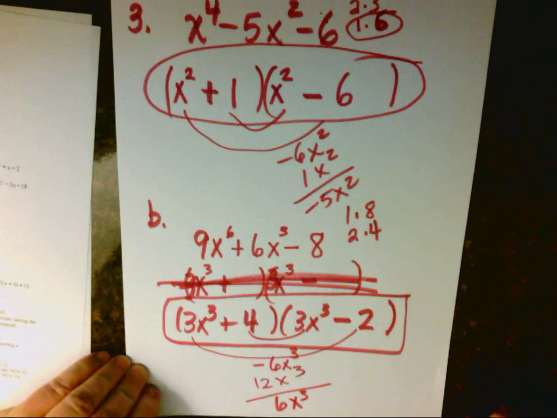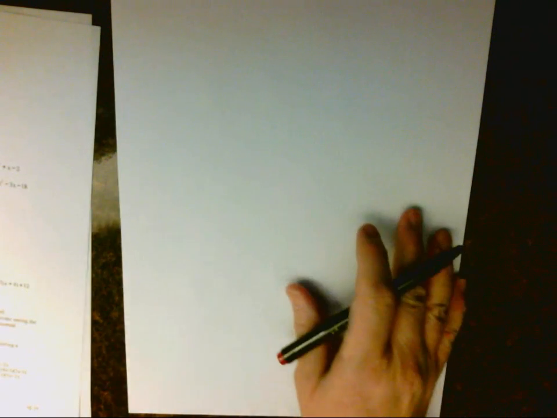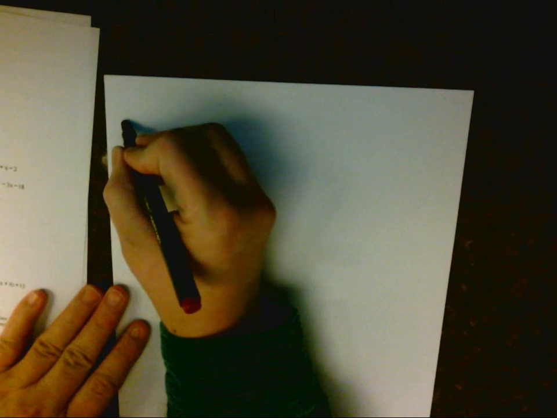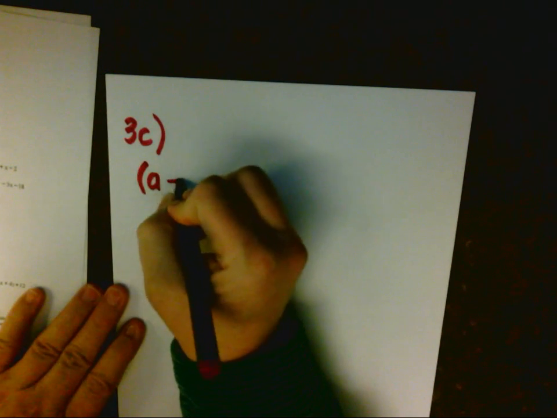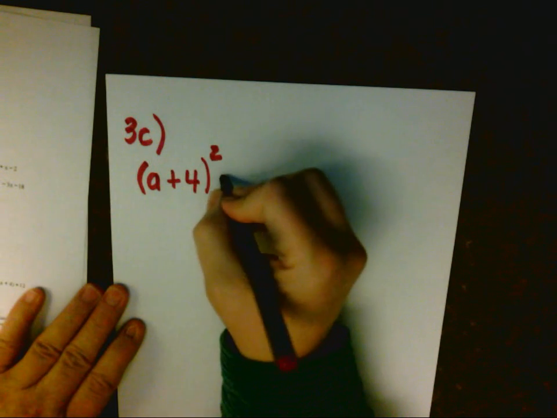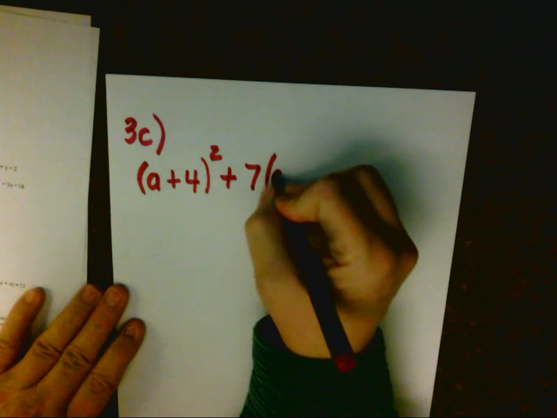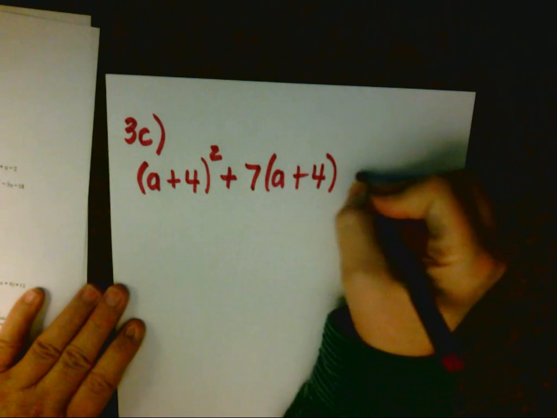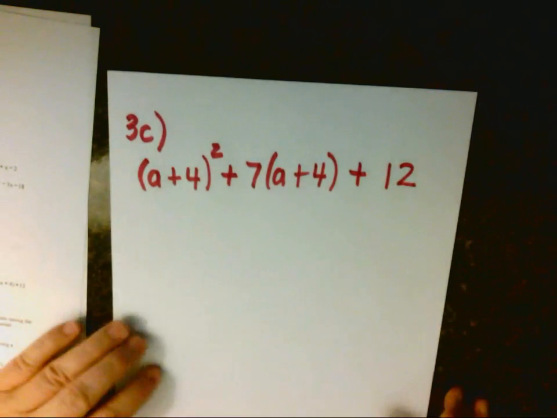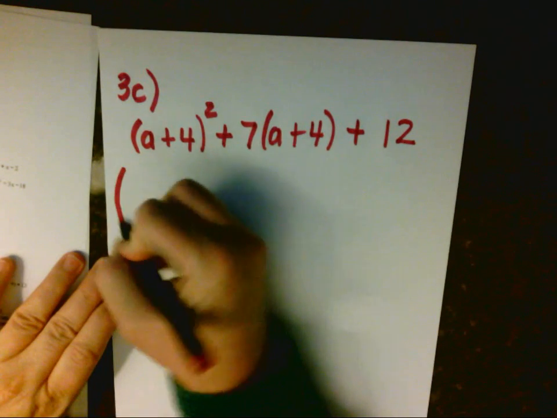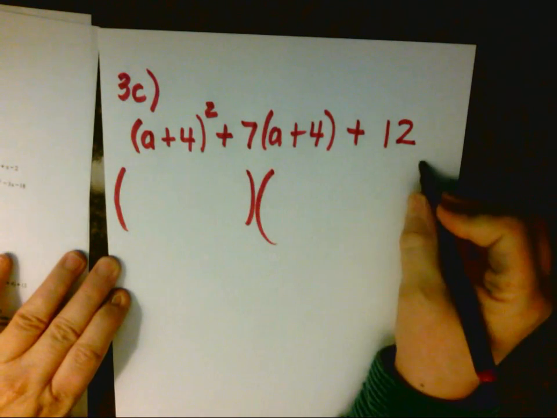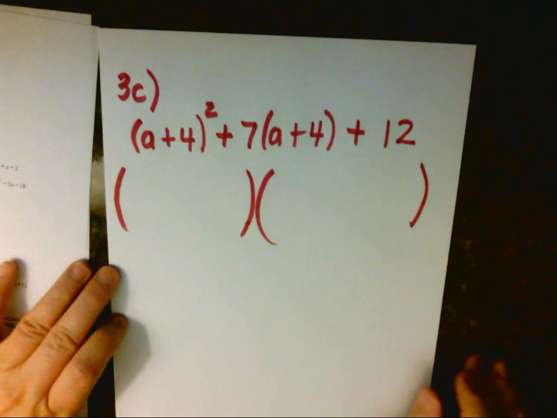Okay, and one more question. One more practice problem, 3C, and then you'll need to take off and do your My Math Lab. (a plus 4) squared plus 7 times (a plus 4) plus 12. Ugh. This one we really might want to do substitution. Why not just stay with what we've been doing, okay? Alright. We need a little bigger space here.